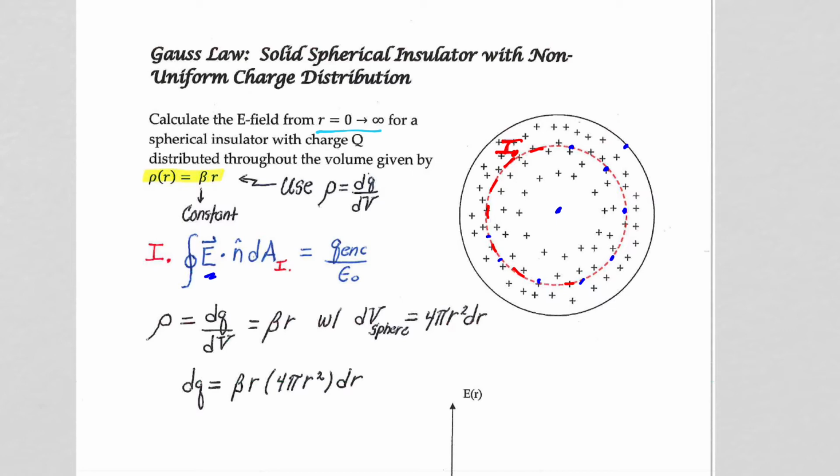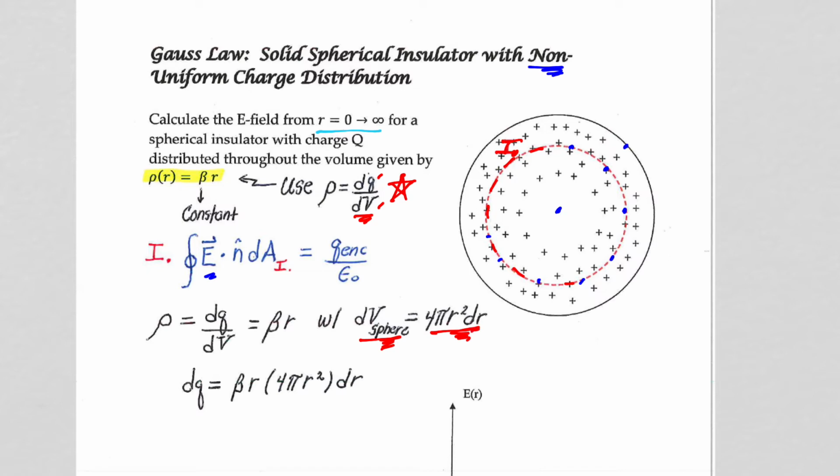If it is a non-uniform density, we will always use the calculus version of density. Density equals dq dv. So dv is our volume, the differential volume for a sphere. This we are just going to memorize or have on our equation sheet: 4 pi r squared dr. That is the differential volume.